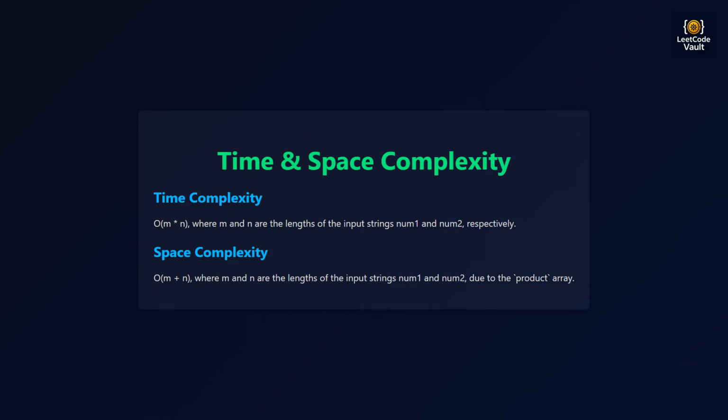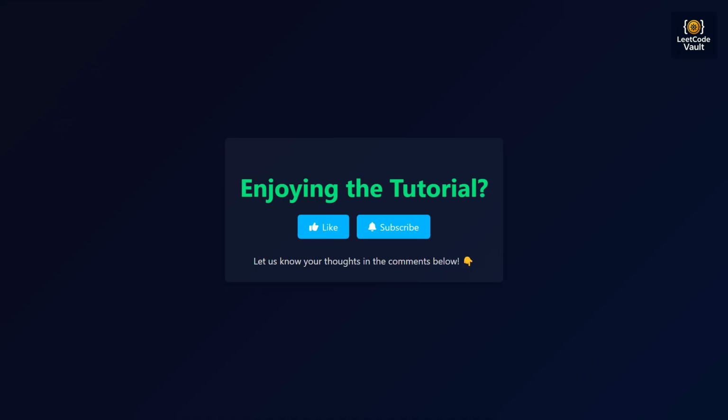Time and space complexity. Now let's analyze the time and space complexity. The time complexity of our algorithm is O of n times m, where n is the length of the first string and m is the length of the second string. This is because we have nested loops iterating through the digits of both strings. The space complexity is also O of n plus m in the worst case, primarily due to the space used to store the intermediate results and the final product string. So it's a pretty efficient solution, especially considering we're handling large number multiplication without relying on built-in integer operations.